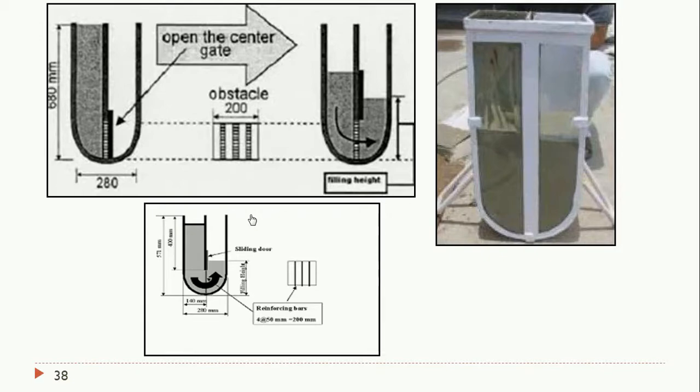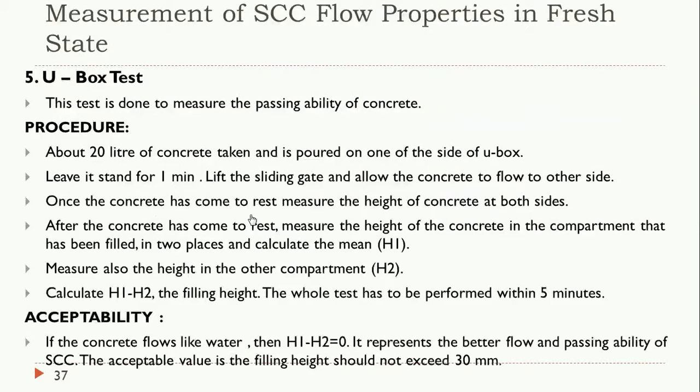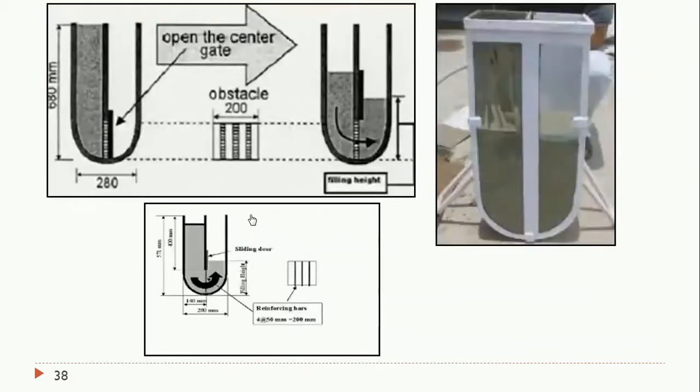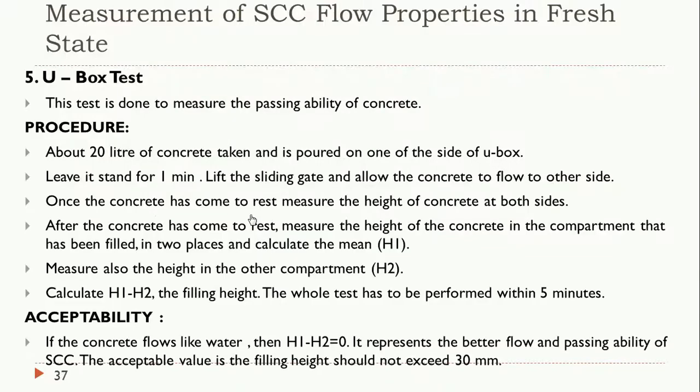Here, about 20 liters of concrete is taken and poured on one side of the U-box. On one side of the U-box, it is filled completely. About 20 liters is taken and then we have to leave it for 1 minute, and after 1 minute we have to lift the sliding gate. So once the sliding gate is open, what will happen? Whatever concrete is there in one compartment will flow to the other compartment.